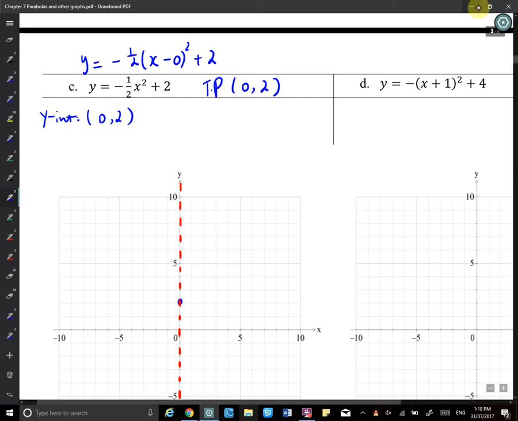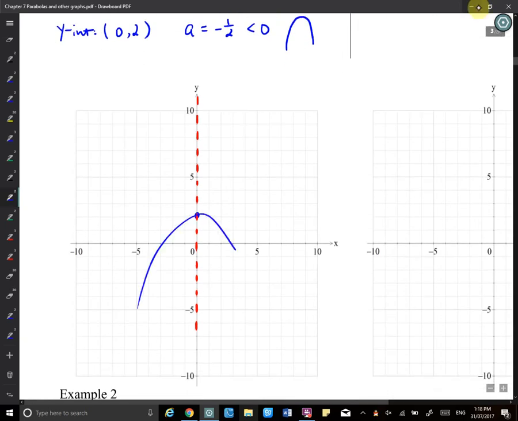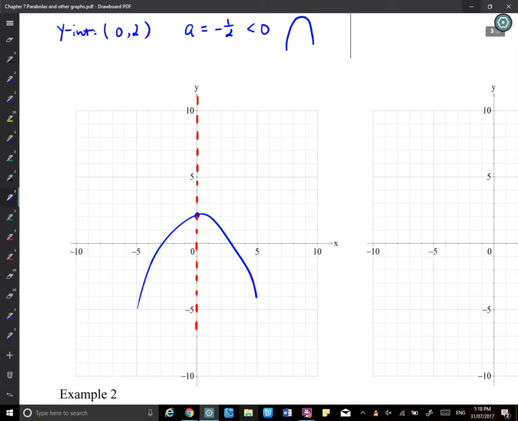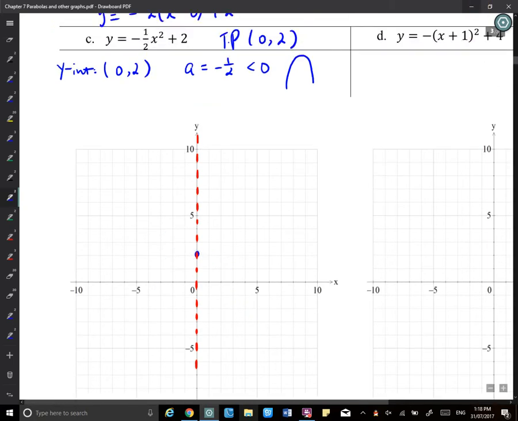Okay, what shape will this graph be? a equals negative a half, so it is inverted. a is less than 0, so it will be this shape. I'll just roughly sketch it. It's like that. I can see 2 x-intercepts. There are definitely 2 x-intercepts, so I need to work out the x-intercepts.